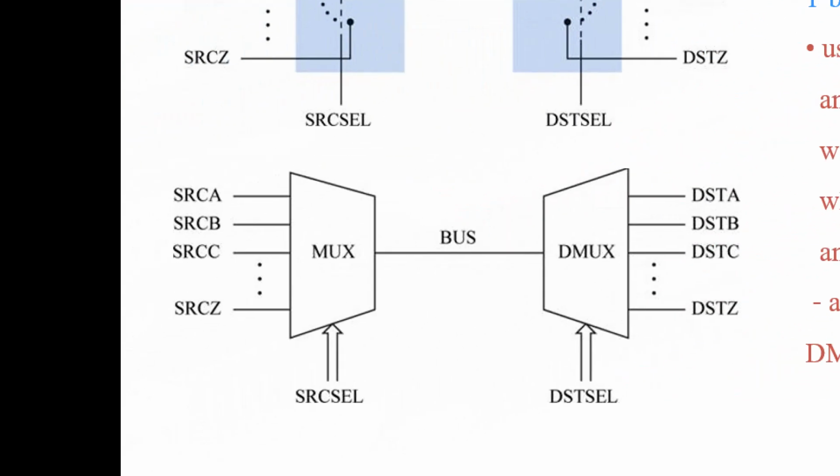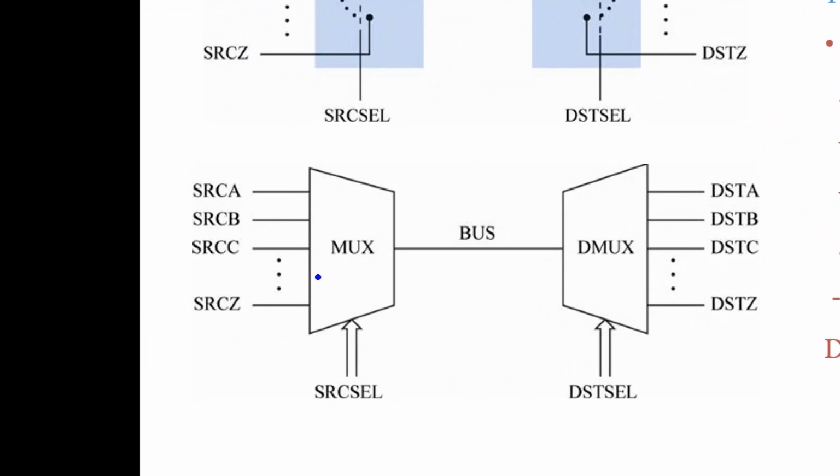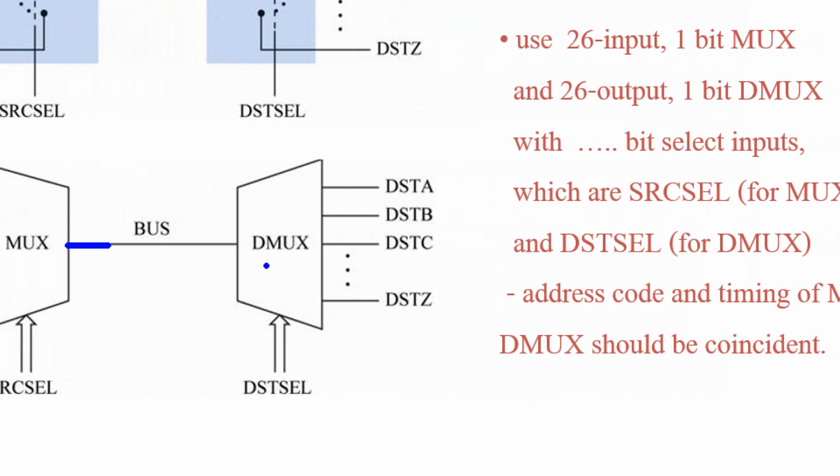Last time, we learned about the multiplexer. A multiplexer is the device that lets you select data from one of multiple inputs to a single output. Oppositely, a DMUX or demultiplexer has one input but multiple outputs, and you can select which output you want the data from the input to go to.